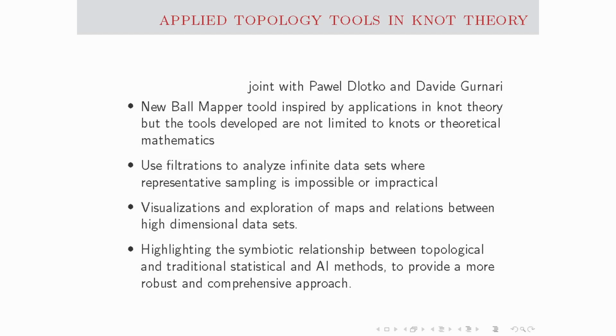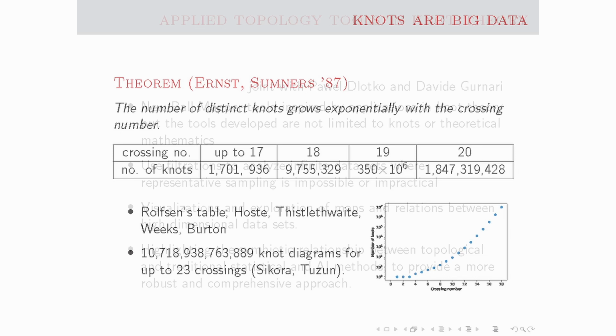And then throughout the talk, I'm going to highlight a symbiotic relationship between topological and traditional statistical or AI methods. Maybe that's more prevalent in other applications, but definitely I will talk about machine learning tools that have been used to study knot invariants. Hopefully together, they'll be able to provide a more robust and comprehensive approach. So again, I will tell you about knot invariants, but you don't need to know about them, and you don't need to love them, although they're beautiful.